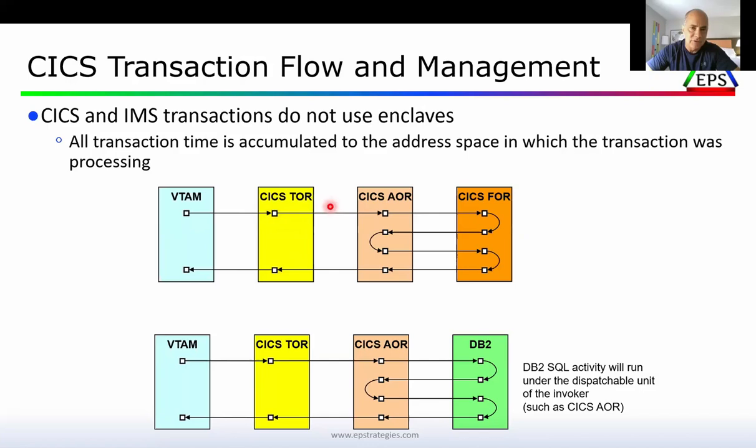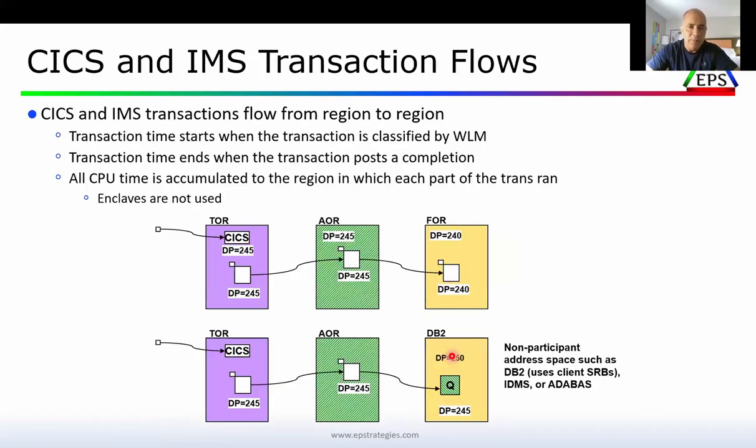But what I'm trying to show here is I have a transaction, let's say CICS, that flows through a TOR, AOR, FOR combination. Or here's an example where it's TOR, AOR, DB2. That's what we're talking about here. I could have shown you the same thing for CICS. But when we look at it from a transactional point of view, let's say for CICS, when it enters the TOR, it gets classified. And while it's in the TOR's address space, it's going to run at the TOR's dispatching priority. The CPU time is going to be accumulated back to the TOR. When it goes to the AOR, it's going to run at the AOR's dispatching priority, and the CPU time is accumulated back to the AOR. And the same thing for the FOR.